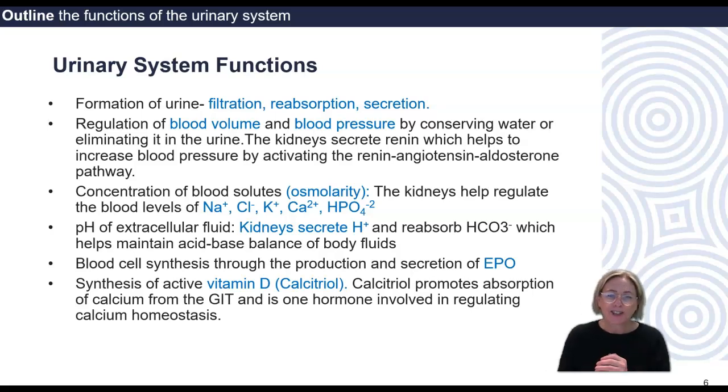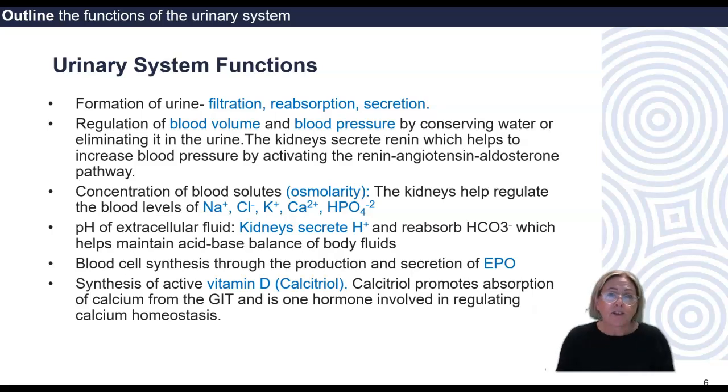Blood cell synthesis is another function, right, through the production and secretion of that hormone erythropoietin or EPO. We've talked about that before as well, where the biggest stimulator of that is low oxygen levels, which will cause the secretion of EPO, and it will then act on the bone marrow to increase the production of red blood cells, white blood cells, and platelets.